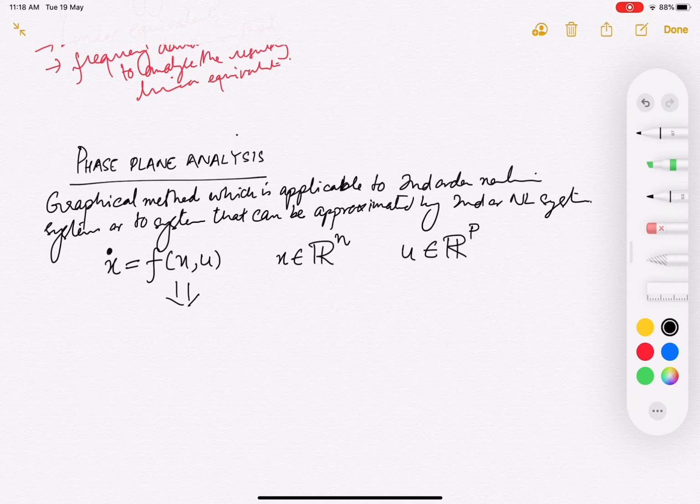As we do in the linear case, we first study the homogeneous equation, right? So we have a system x dot is equal to f(x), which does not have an input. So we study the homogeneous system first, and then we extend the results to non-homogeneous systems. So our basic function is x dot is equal to f(x).